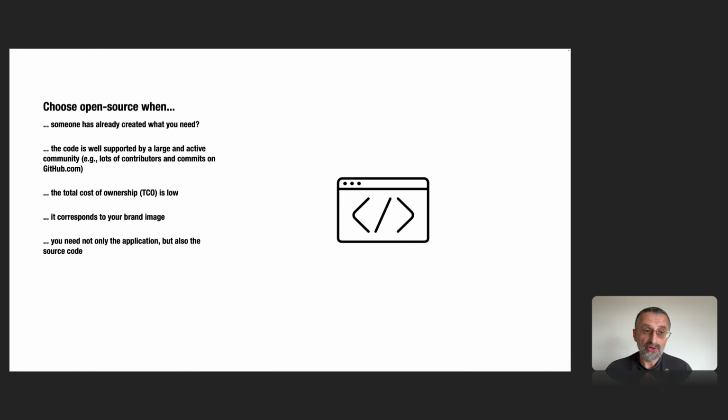So choose open source when someone has already created what you need. It may happen. The code should be well supported by a large and active community. For example, you have lots of contributors and commits on GitHub. This is the way I usually work. When I consider some open source library, I really look at the community and how many stars it has on GitHub, and when the last commit was, just to check whether the community is lively.